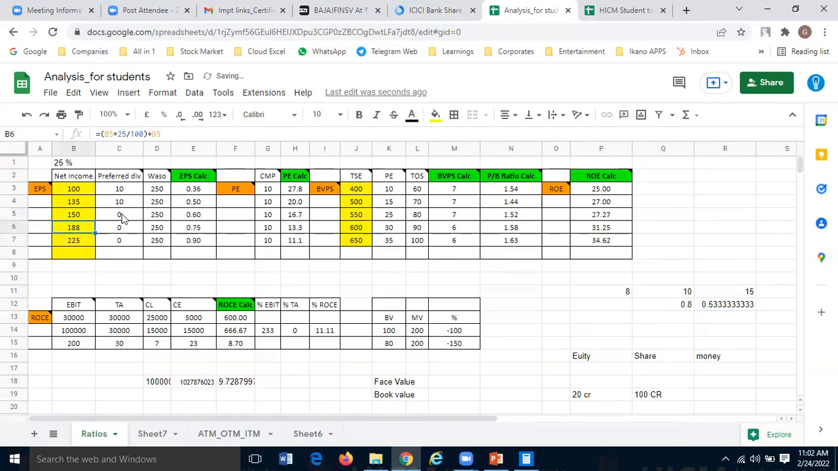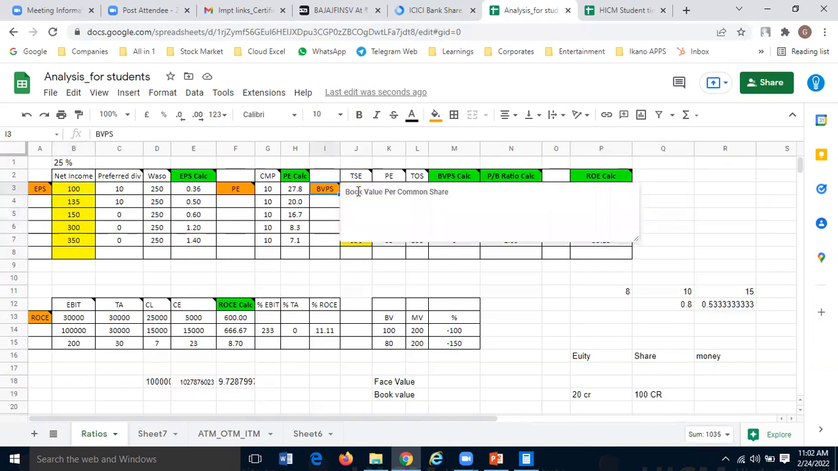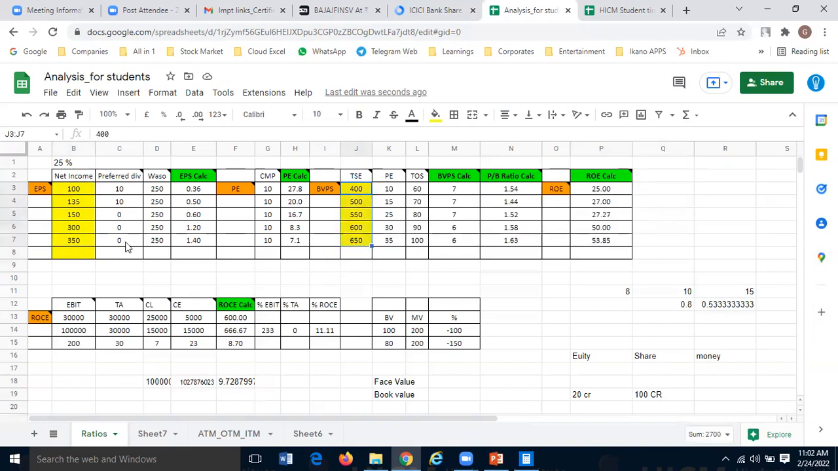Just see this table. Whenever I'm doing any changes, see, as the net income is becoming more, and if the TSE is also going upwards, it is fine. This will increase the ROE, because there is more money which has to be distributed, but it has to go hand in hand.